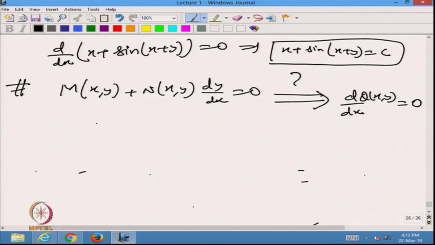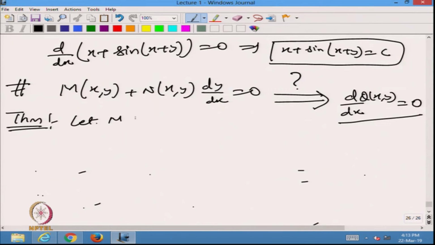So, that is my purpose, whether I am able to convert this differential equation into this form, because if I am able to convert this one, then it is also solvable, very easily we can solve and find the solution for that. So, there is a theory behind that. So, let us define one theorem based on that.